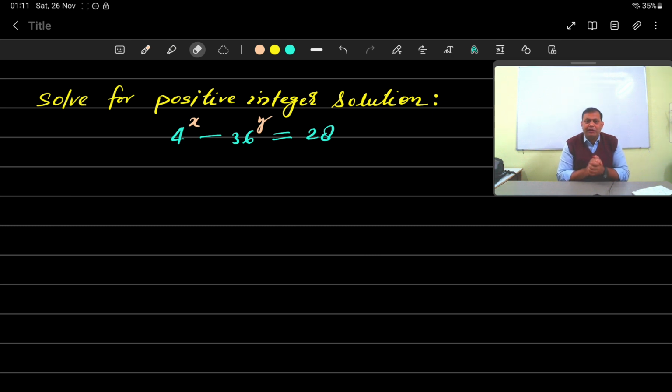And today we have to solve a new question for you. That question is also related to the maths Olympiad examinations, right? And this question belongs to an exponential equation. Just see here on your screen: solve for positive integer solution, 4 to the power x minus 36 to the power y equals 28, where x and y belong to positive integers.